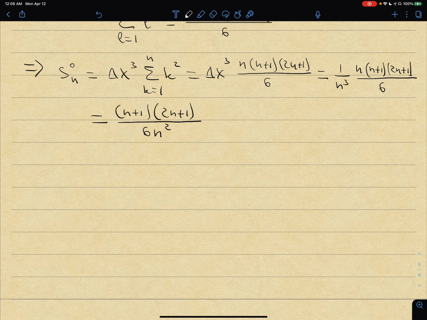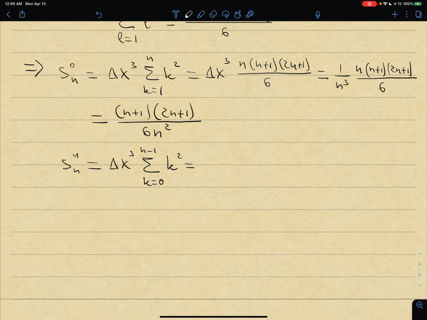What about underestimation? It should work in a similar way. So underestimation by using n intervals of equal length. That was delta x cubed. So that was the smallest possible underestimation. Times the sum k from 0 to n minus 1, right? That was the only distinction that you're adding things between different limits, still of k squared.